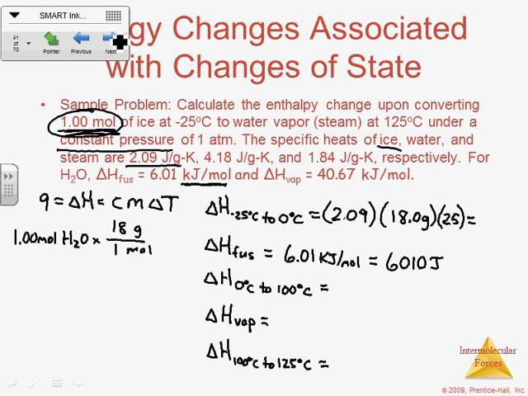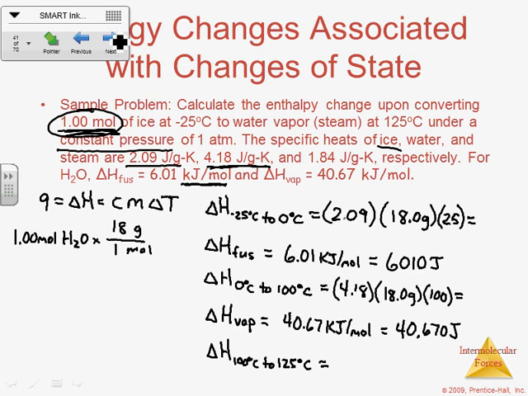Now moving on to the 0 to 100, I'm going to use the specific heat of water, because now I have liquid water. So that's going to be 4.18 times, again, 18.0 grams, times our temperature change, which is now 100. That's going to give us our number of joules there. Our delta H of vaporization is 40.67 kilojoules per mole. Again, this is 1 mole of H2O. So I just need to change this to joules, 40,670.